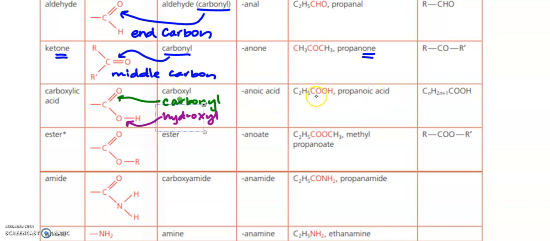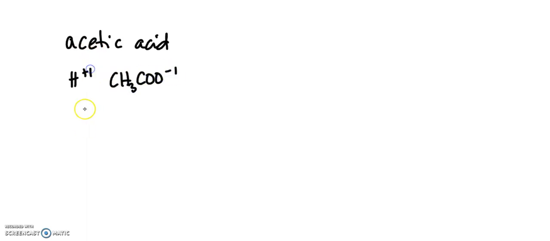So if I have 3 carbons, this COOH, propanoic acid. One that's come up before that maybe you didn't realize is, we've talked about, I'm going to go on a different page, we've talked about acetic acid and how, right, acids have hydrogen. So this is your hydrogen plus acetate, which is CH3COO with a -1. So this is CH3COOH. Another name for this is ethanoic acid.